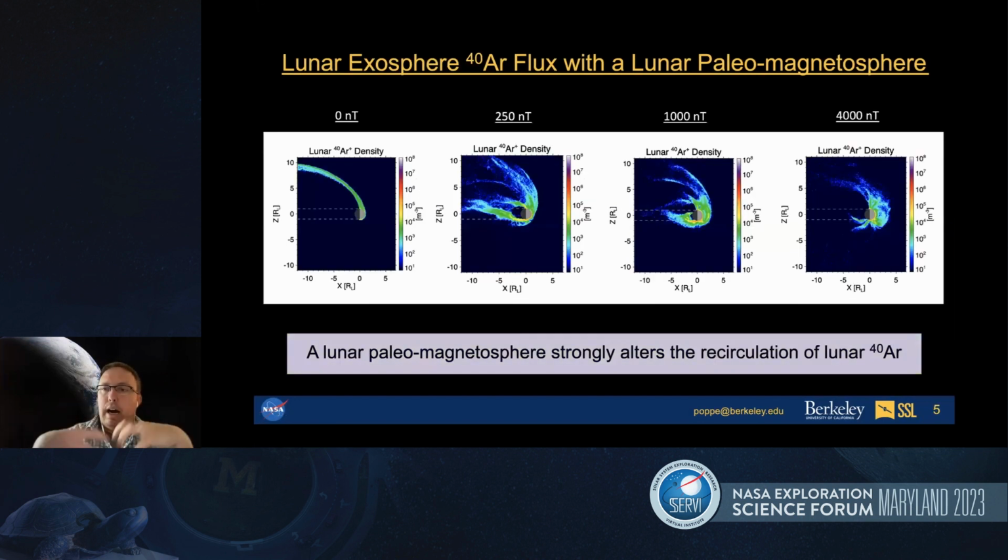We also ionized argon-40 from the lunar exosphere itself. And we do the same series of strengths of the paleomagnetosphere. You see on the left is the case today where we're picking up ions into the solar wind with a classical cycloidal trajectory. But as soon as we start to turn on the paleomagnetic field, you start to see that the fluxes are suppressed. They're actually contained more within the paleomagnetosphere itself, and you're increasing the amount of recycling of argon-40, and you're altering the rates at which these ions are implanted down into the surface.